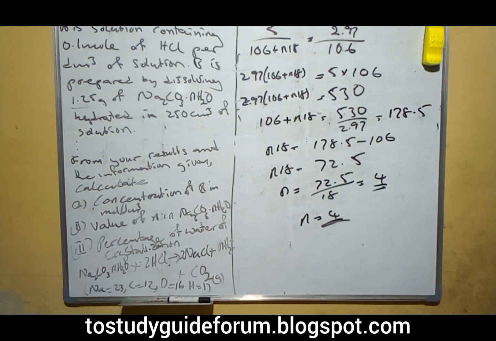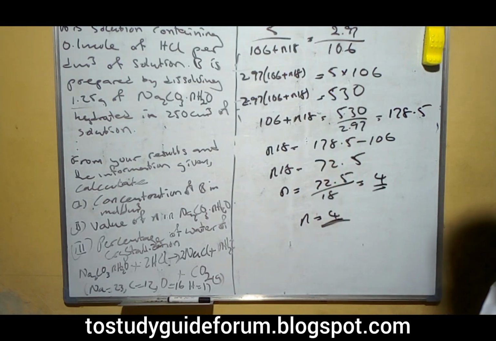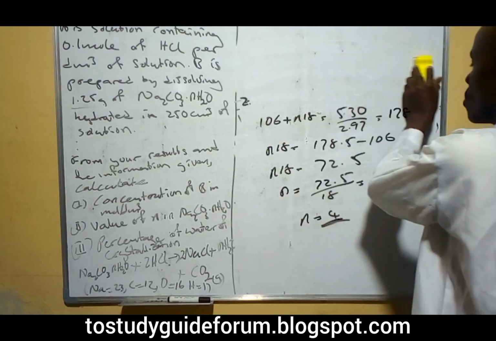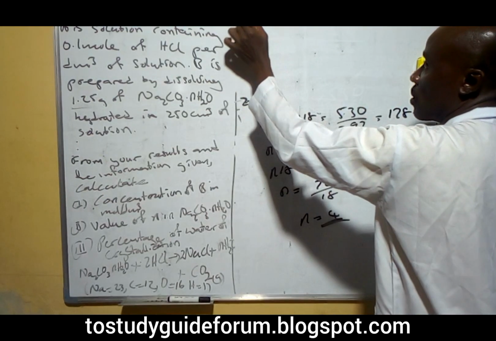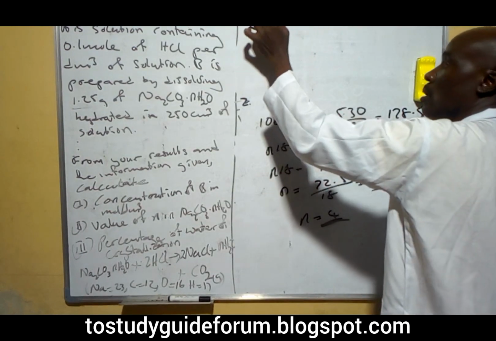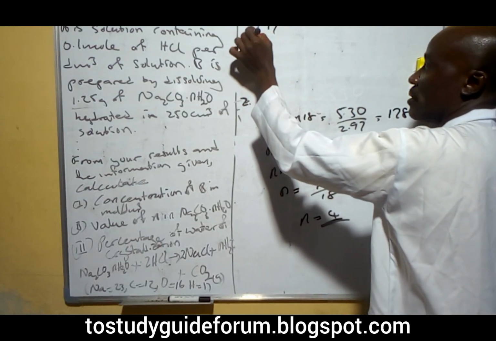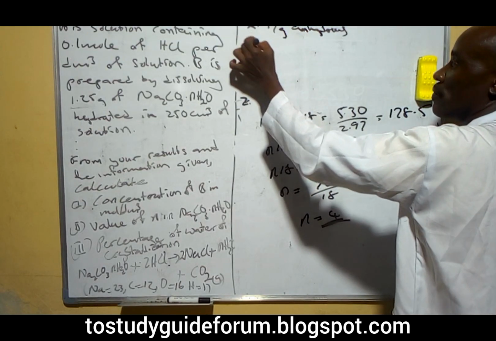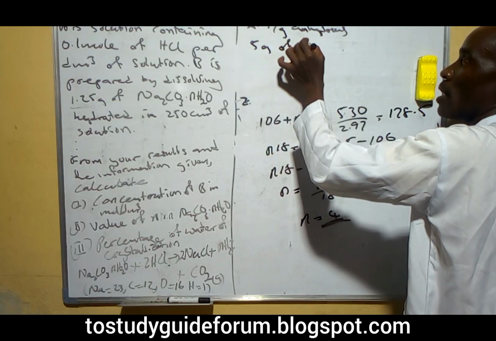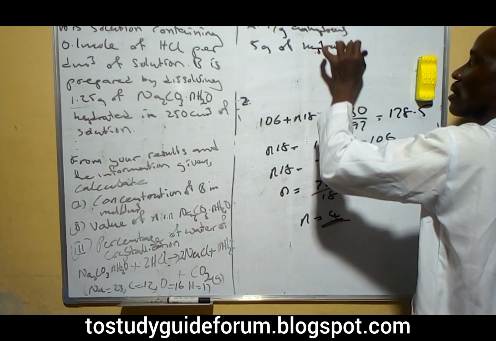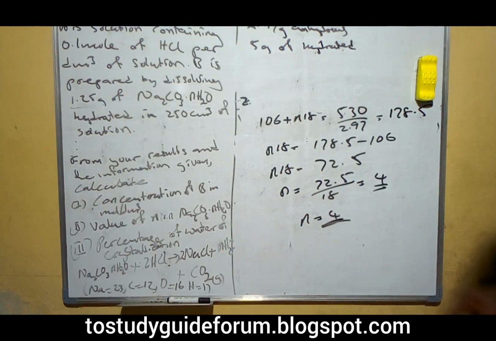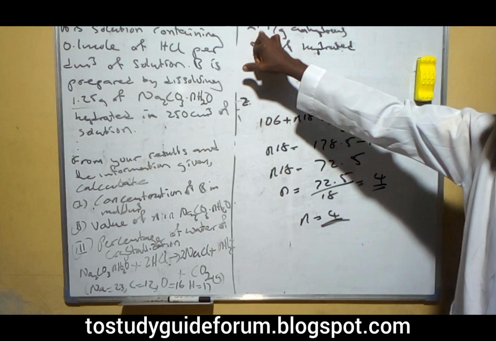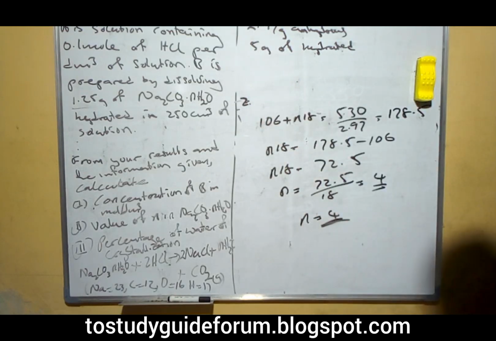So the next one we're going to do is calculate the percentage of water of crystallization. To get that, we're going to keep something aside here. We know that the mass of the hydrated salt is 5 grams, and this is the mass of anhydrous salt. For us to get the mass of water here, when you subtract the anhydrous salt from these 5 grams, we will get our mass of water.